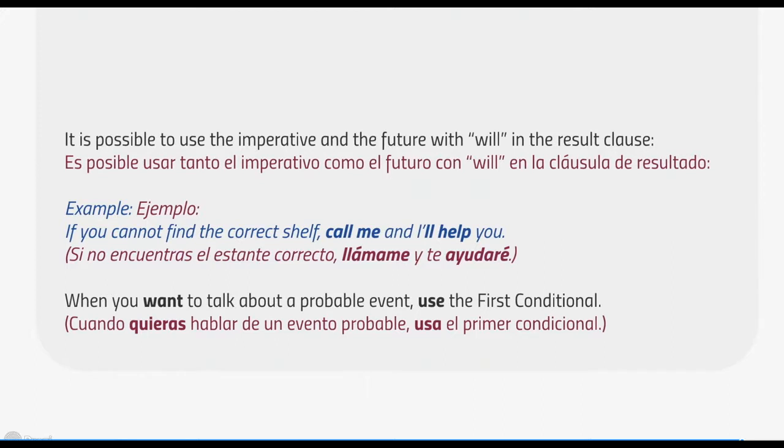It is possible to use the imperative and the future with will in the result clause. Example: if you cannot find the correct shelf, call me and I'll help you. When you want to talk about a probable event, use the first conditional.